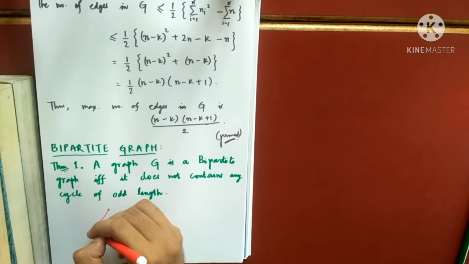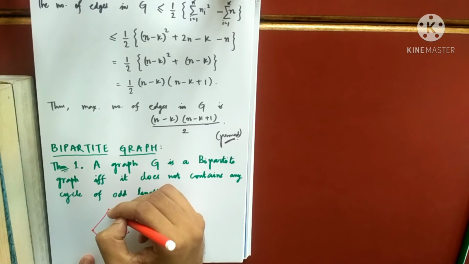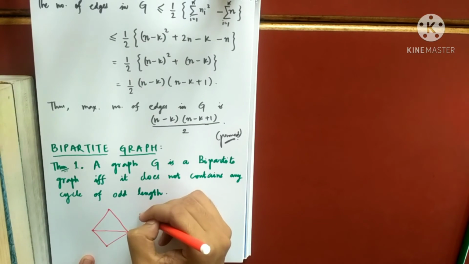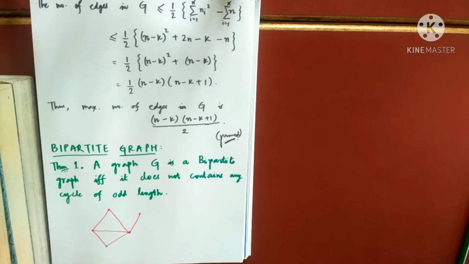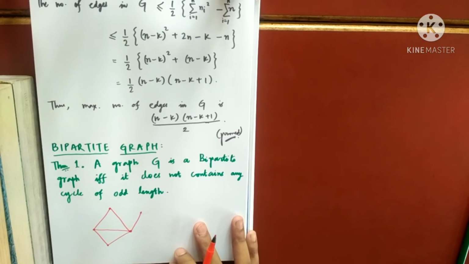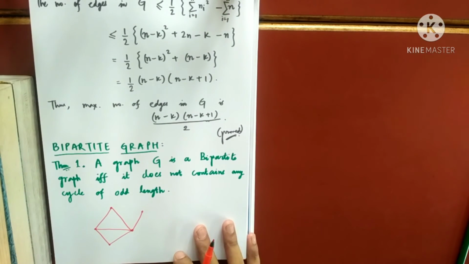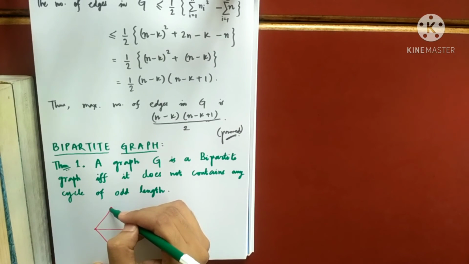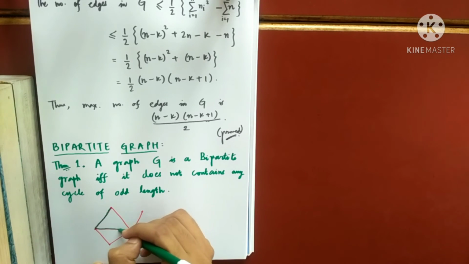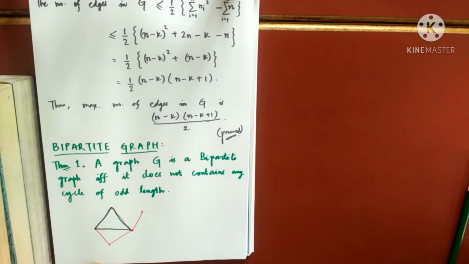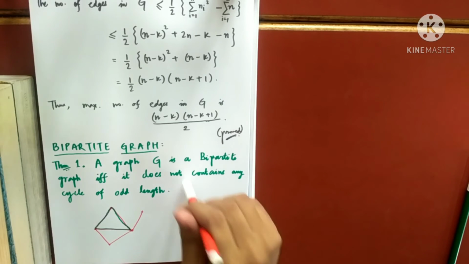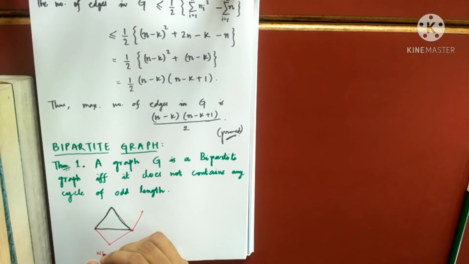So suppose I have some graph. Just by looking at it, or just by using this theorem, I can tell you whether this graph is bipartite or not. This graph is not a bipartite graph because it has a cycle of odd length. You see, this is a cycle and its length is 3: 1, 2, 3, because I have used 3 edges. So this graph is not a bipartite graph according to this theorem.